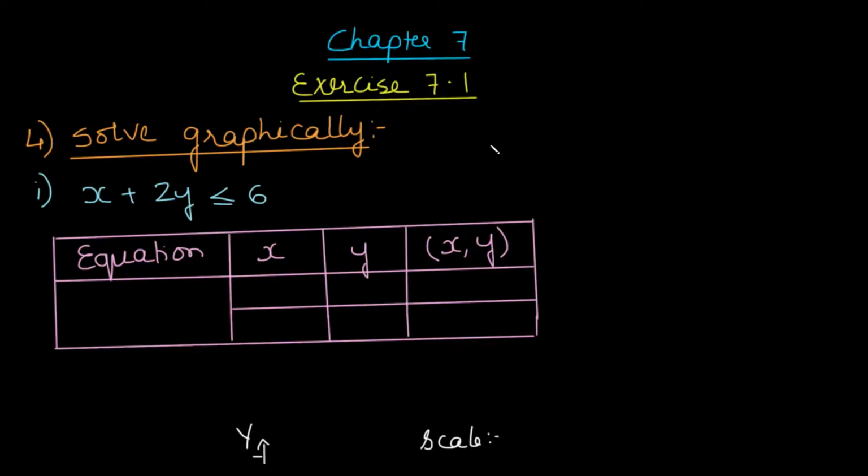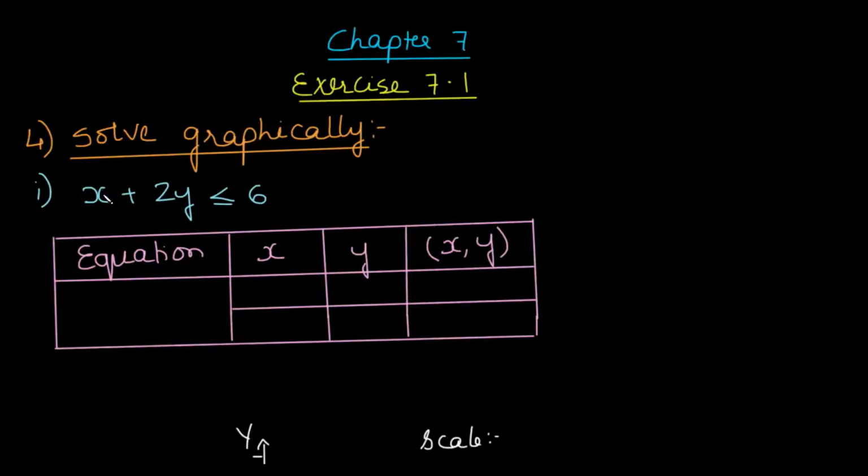Hello everyone. Today in chapter 7, we are going to continue with exercise 7.1 and we are going to find the graphical solutions of linear inequations involving two variables. Yes, in the previous lecture we had solved inequations involving one variable, and today we are going to solve inequations involving two variables actually. So the question is the fourth one of exercise 7.1, that is solve graphically.